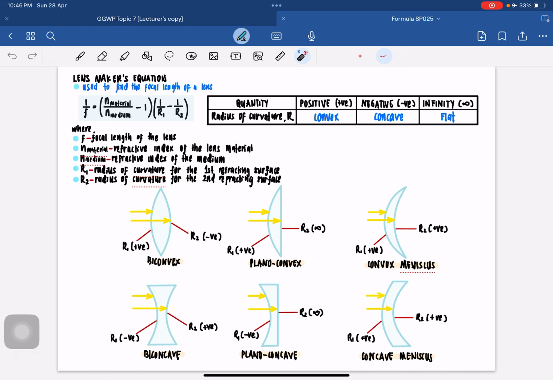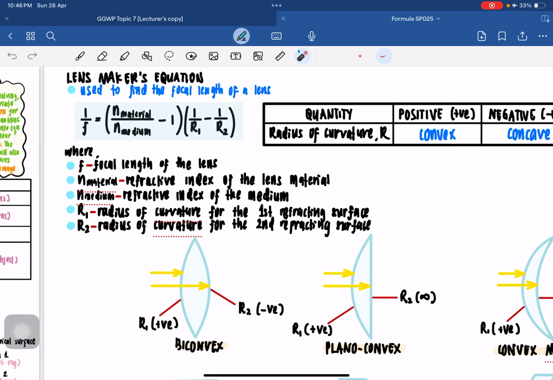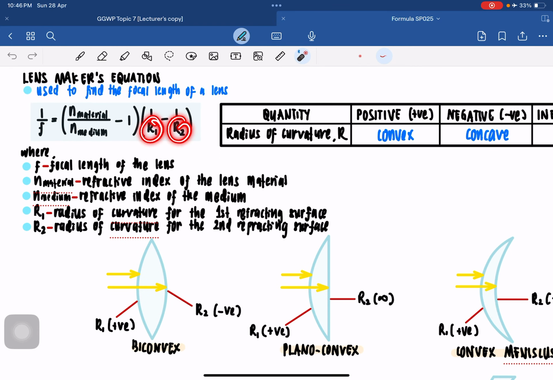Okay, so the formula that we will apply for this type of question is always the lens maker's equation. Why do we use this one? Because now they have two radii of curvature. That's why we have R1, R2 here, hence telling us that this is the right formula for us to use. Okay, so F is what we want to find.